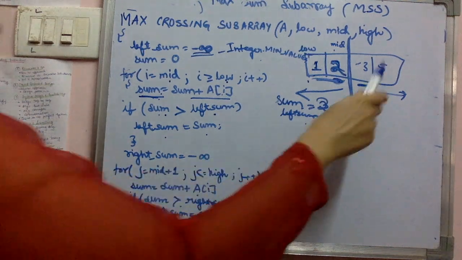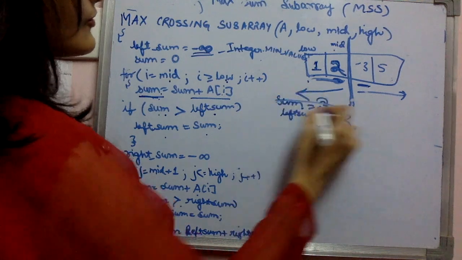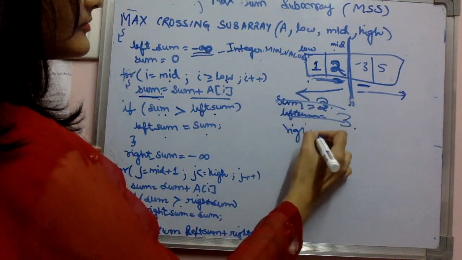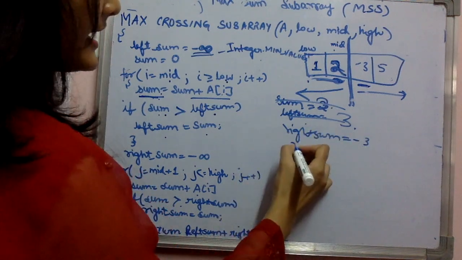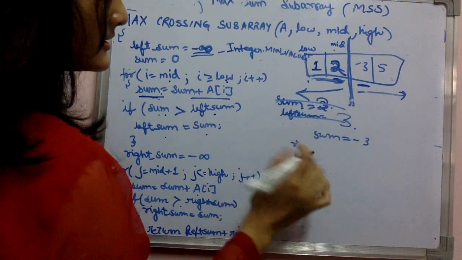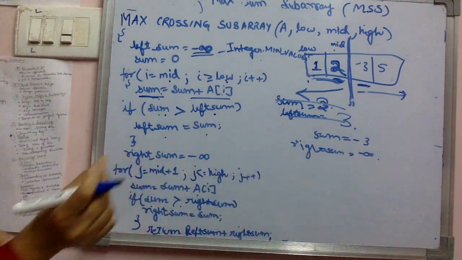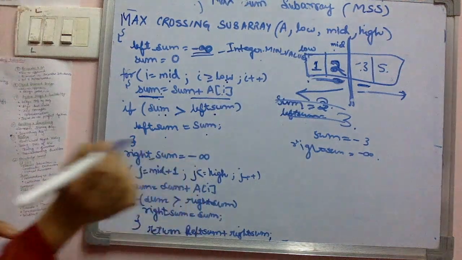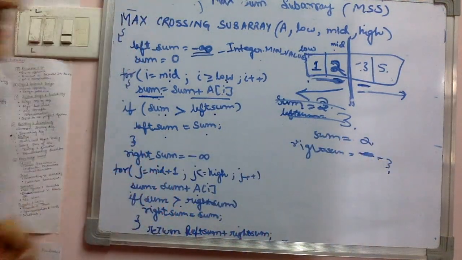So here the left sum is 3. Now similarly go towards the right and perform these similar operations. So for right sum, after the first iteration it is -3, and right sum is -infinity. So now add 5 into -3, we will get 2. And now 2 is still bigger than -3.